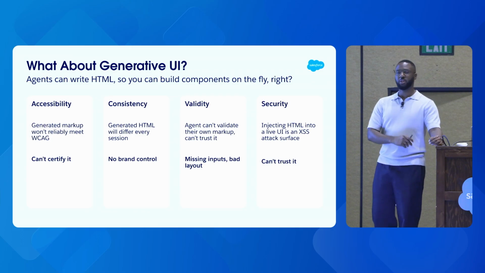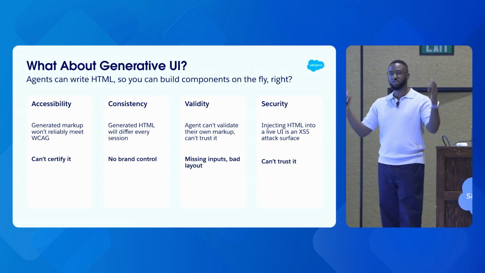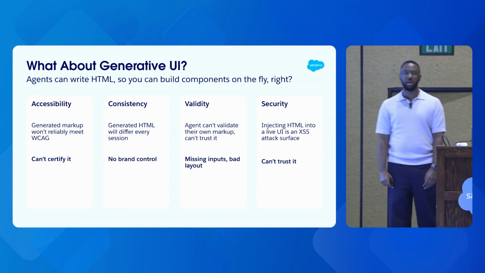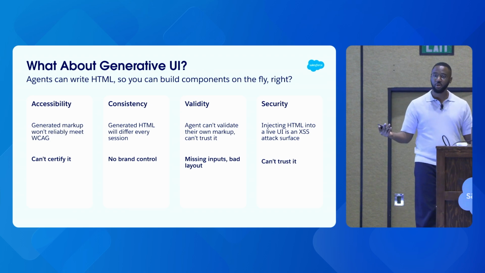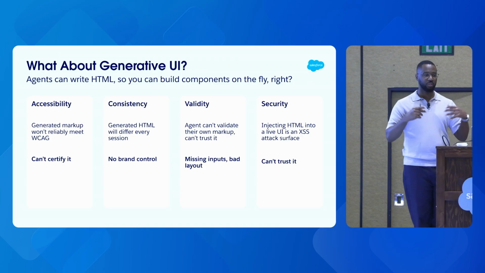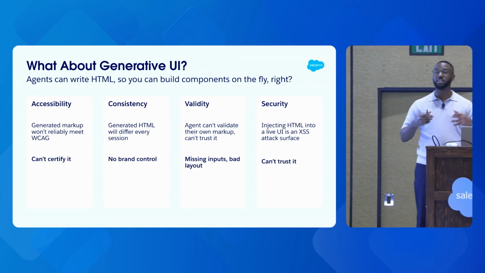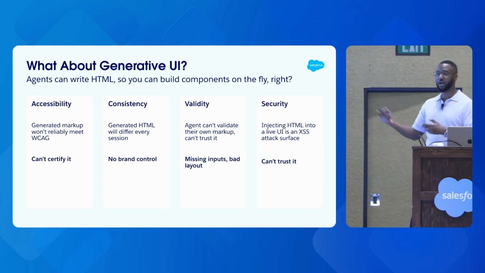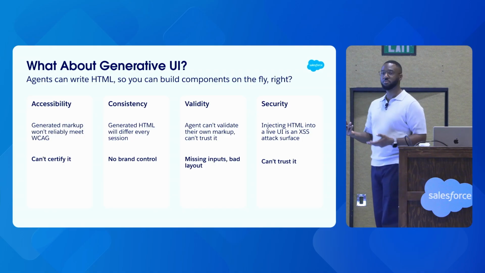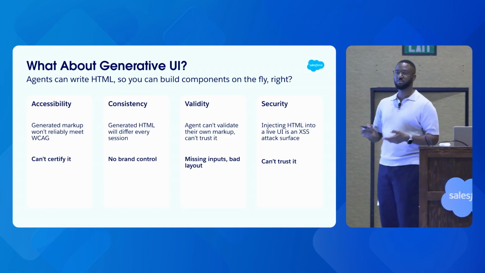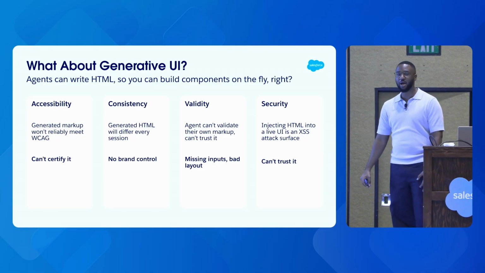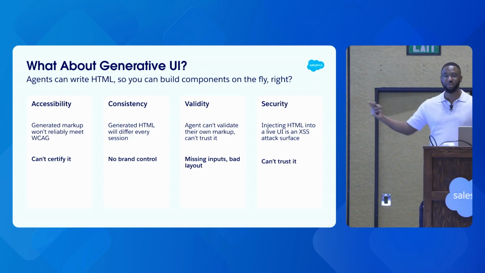The fourth is validity. AI agents are great at coding, but occasionally they write code that doesn't work. They write code that does work, but is logically inconsistent. So you can imagine an AI agent that needs to generate a form, and it misses out a field. Now it doesn't work.